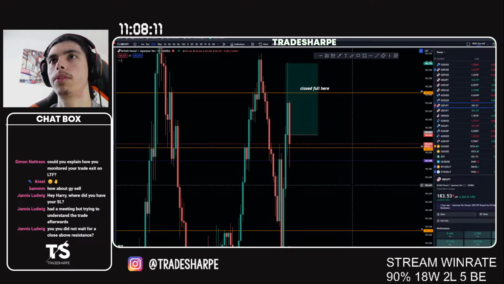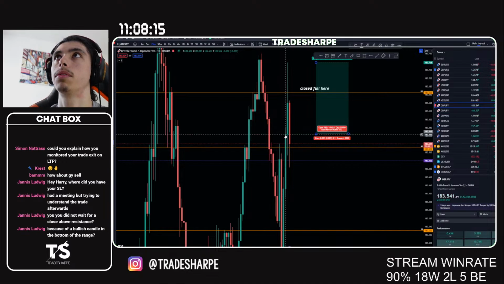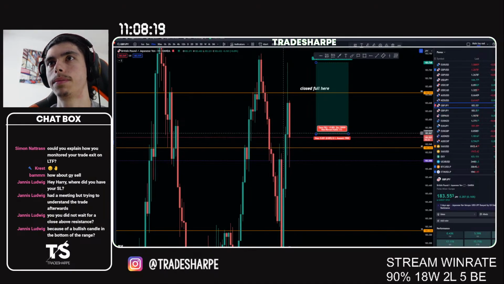You didn't want to close above resistance. It did close above resistance. You can see 15 did close above. It did close above.